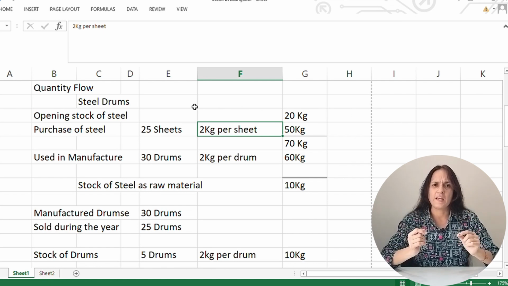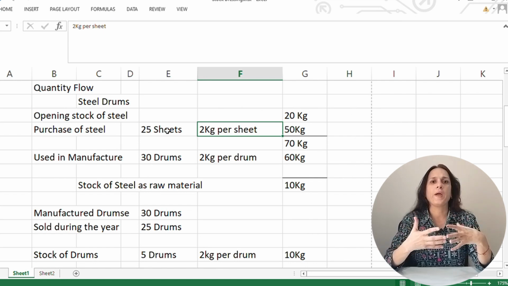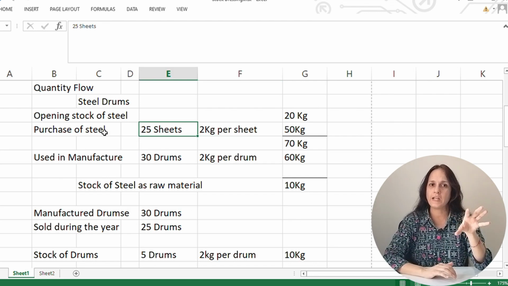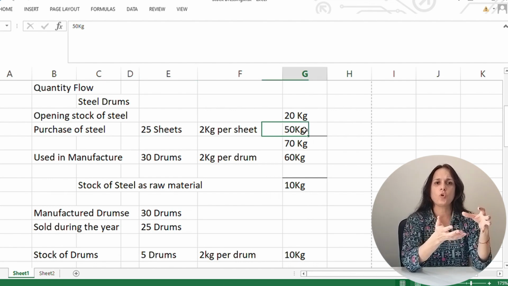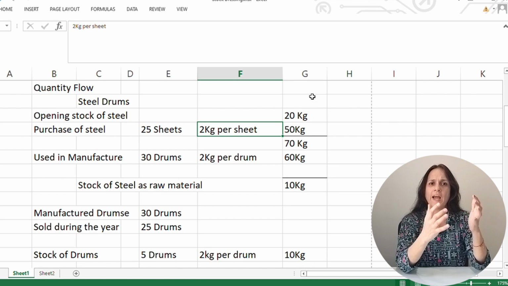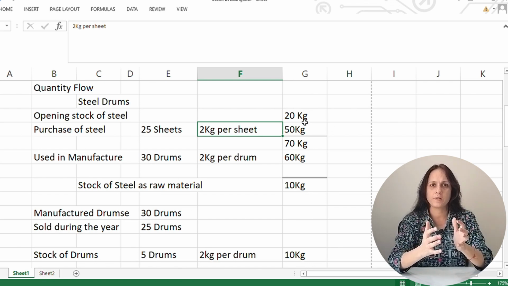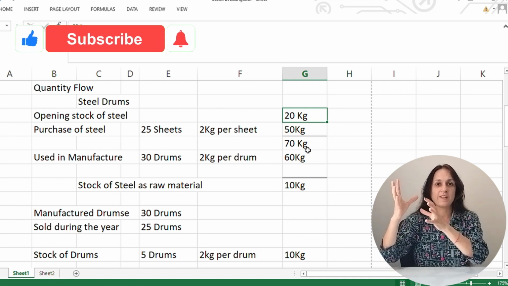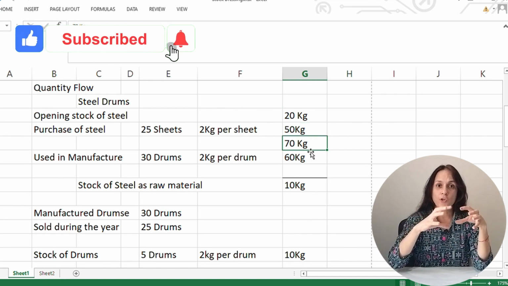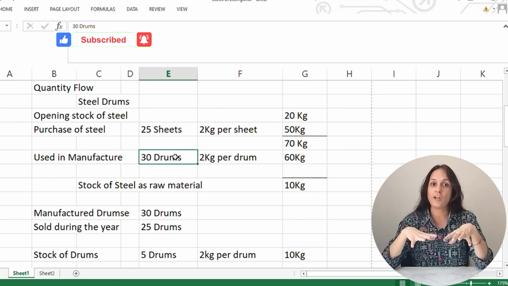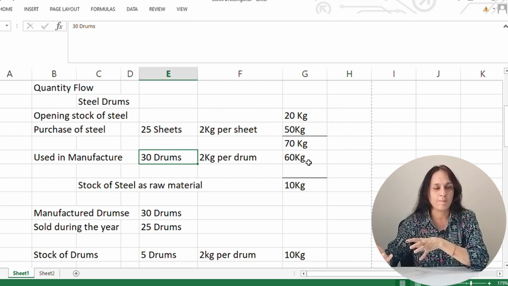I think in this case, it is easy for me to convert into weight. My 25 sheets of steel that are purchased are converted into kilograms. So per sheet is, for example, 2 kgs. So totally I have an input of 50 kgs. I had some 20 kgs as opening. So 50 plus 20 is 70. I use 60 kgs out of it for manufacturing of these drums.